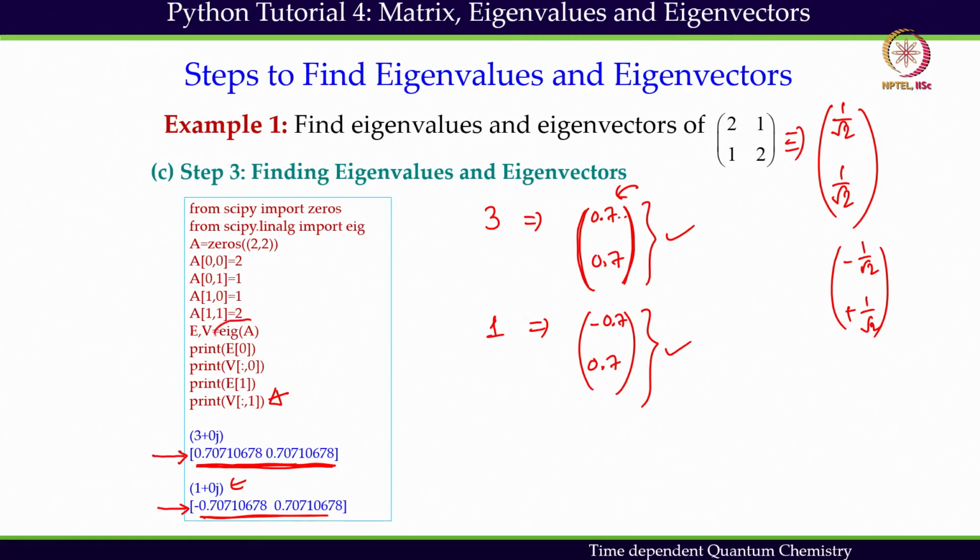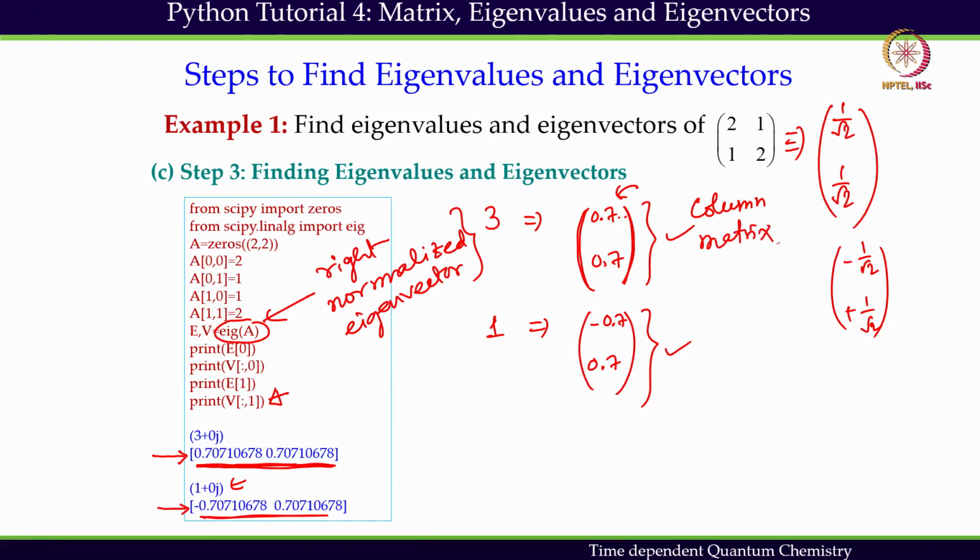This EV construct will give me only the right normalized eigenvector, that we have to remember. It is going to be always the right normalized eigenvector. The right normalized eigenvector is nothing but a column matrix, like this. So, corresponding to a particular eigenvalue, how to get the eigenvector, that we have already found.